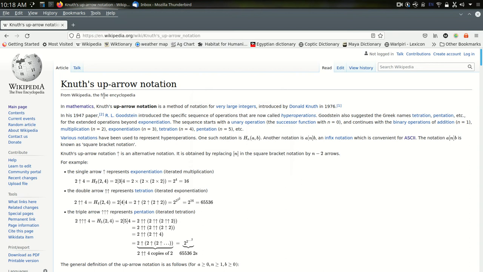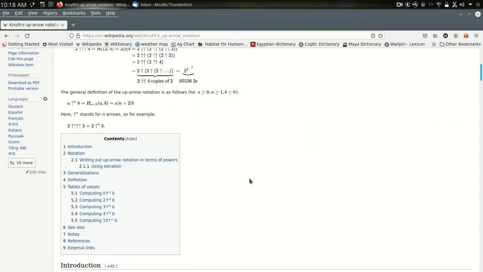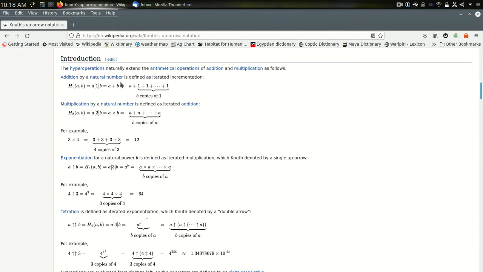Since I've seen this Knuth's up arrow notation, I've thought it was strange, because the idea here is we are extending arithmetic, right?